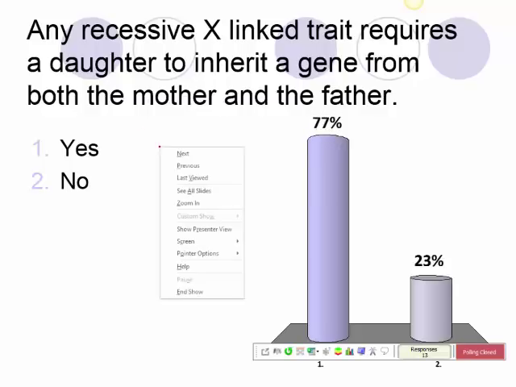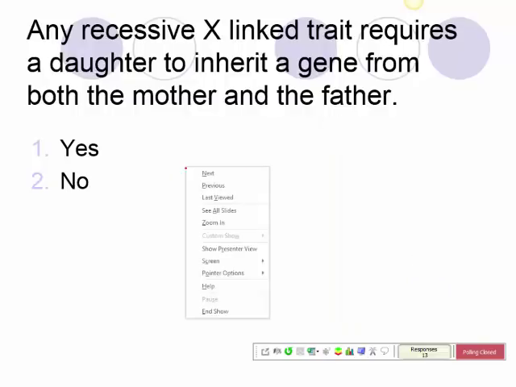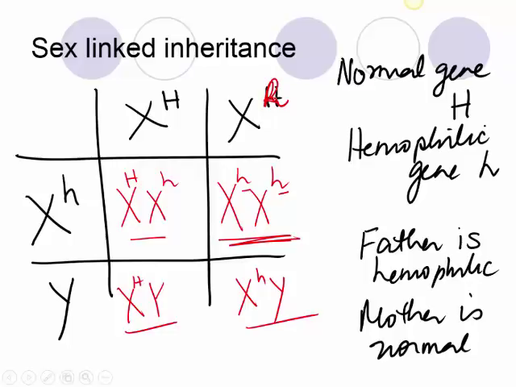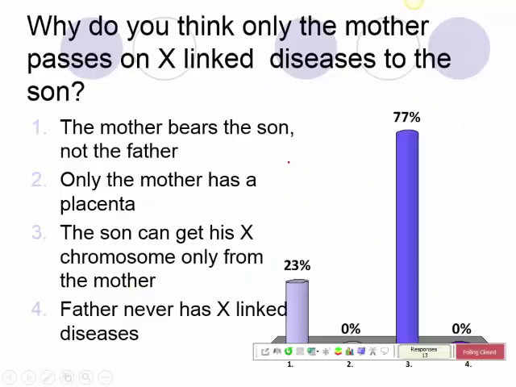Yes, and this is what we did. She has to get it from both parents. This is what I showed you here. Look at this. The mother has the recessive gene, the father has the recessive gene, and in order to suffer from the disease, she has to get it from both. So this statement is true.